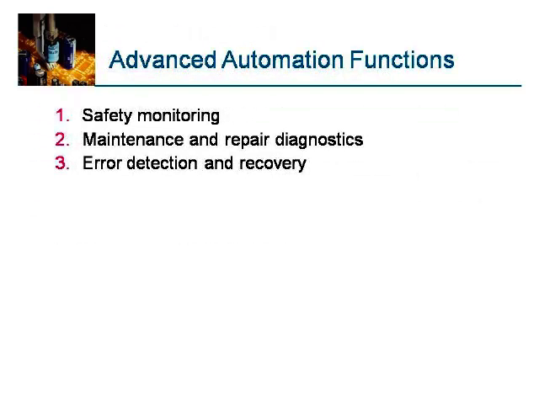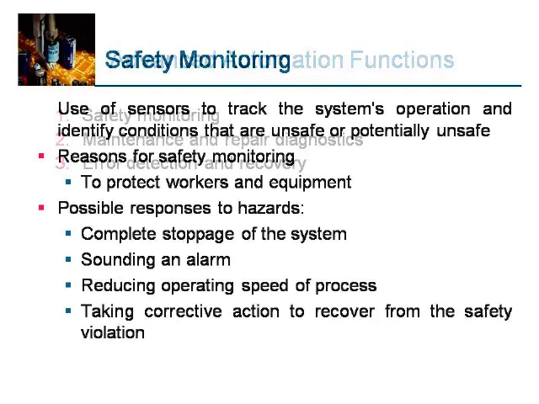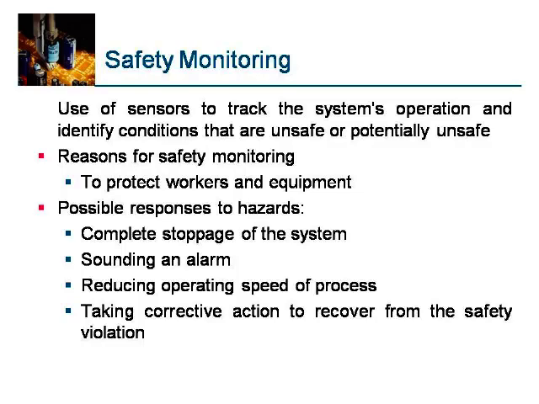Advanced automation functions are included in automation systems. Safety monitoring is important. Maintenance, repair and diagnostics are also part of it, and error detection and recovery are functions of automation systems. What is safety monitoring? It is the use of sensors to track the system's operation and identify conditions that are unsafe or potentially unsafe. The reasons for safety monitoring are to protect the workers and equipment. Possible responses to hazards are complete stoppage of the system and sounding an alarm, reducing the operation speed of the process, and taking corrective action to recover from the safety violation.